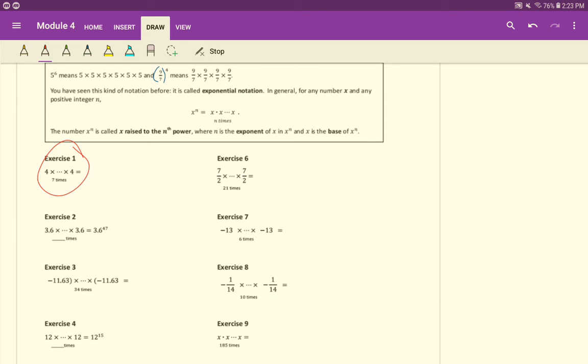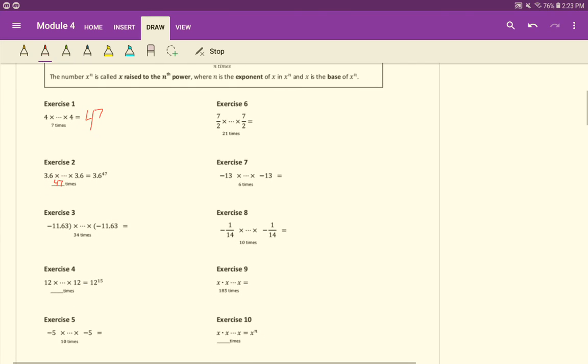So we're just going to take these and rewrite them in exponential form. So 4 times itself, 7 times, is 4 to the 7th. 3.6 times itself, and we get 3.6 to the 47th, so that's how many times? 47 times. Here again, somehow we lost the parentheses. There should be a parenthesis here and a parenthesis there. So now we can see negative 11.63 multiplied by itself 34 times, so it would be (negative 11.63) in parentheses to the 34. That's very important that you have parentheses, especially when you're dealing with negative numbers.